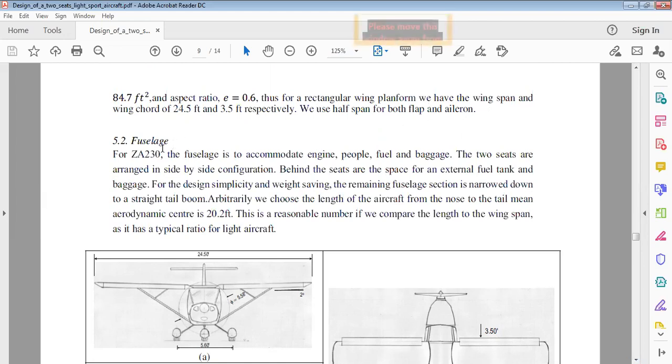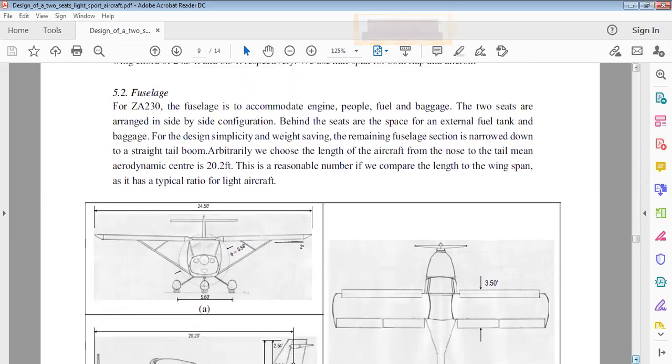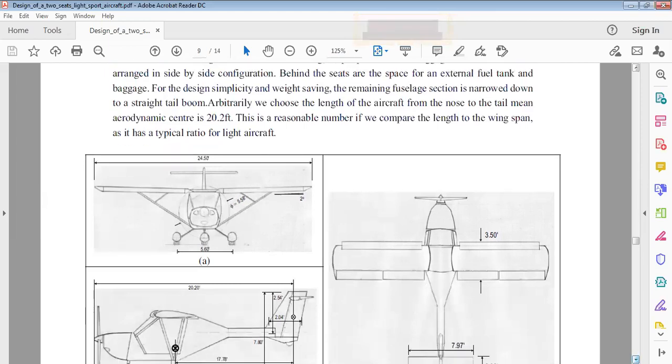Okay, and the fuselage for ZA230: the fuselage accommodates the engine, people, fuel and baggage. Two seats are arranged side by side. You can see that the two seats in this are side by side. For design simplicity and weight saving, the remaining fuselage section is narrowed. So the remaining fuselage section is narrowed here, okay. And arbitrarily we choose the length of the aircraft from the nose to the tail. From the nose to the tail, the mean aerodynamic center is 20.2.